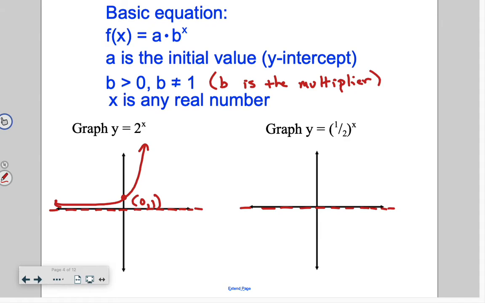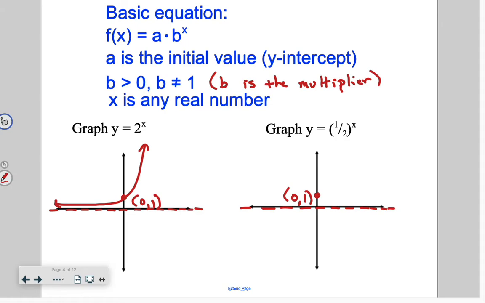What's the y-intercept on that graph? 1 again, for the same reason. 1/2 to the 0 power, still 1. Okay, so we still have that point. And now here's the question: when my multiplier is 1/2, what's happening? Decreasing. There it is. Whoever said that, it's decreasing.